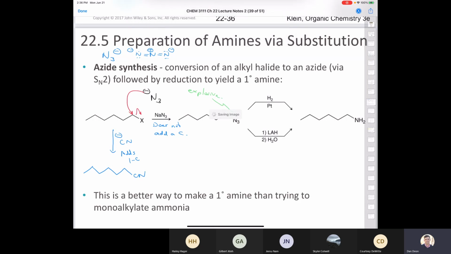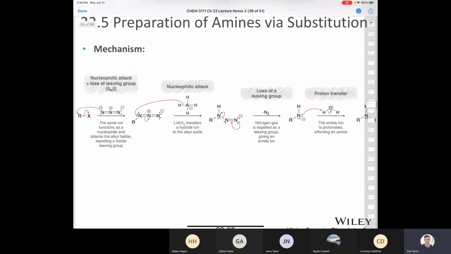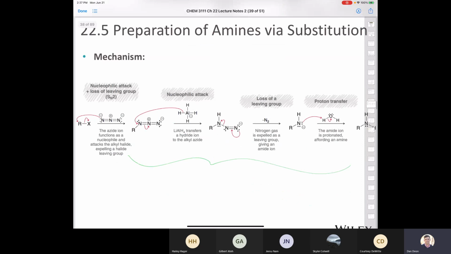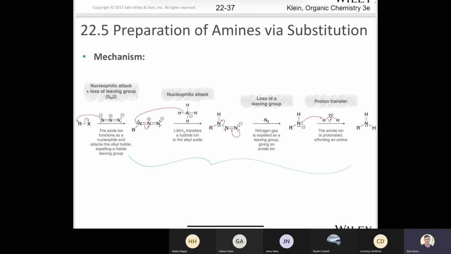If you go to the next slide, it's just a mechanism showing you some of the details of what I showed you before. I showed you the nucleophilic attack of the azide ion, but this actually shows you the reduction or the elimination of nitrogen to make the primary amine. So you have a nucleophilic attack by a hydride, you lose nitrogen, then you have another proton transfer in the end, okay, to make your primary amine. And I think this is a good mechanism to familiarize yourself with.